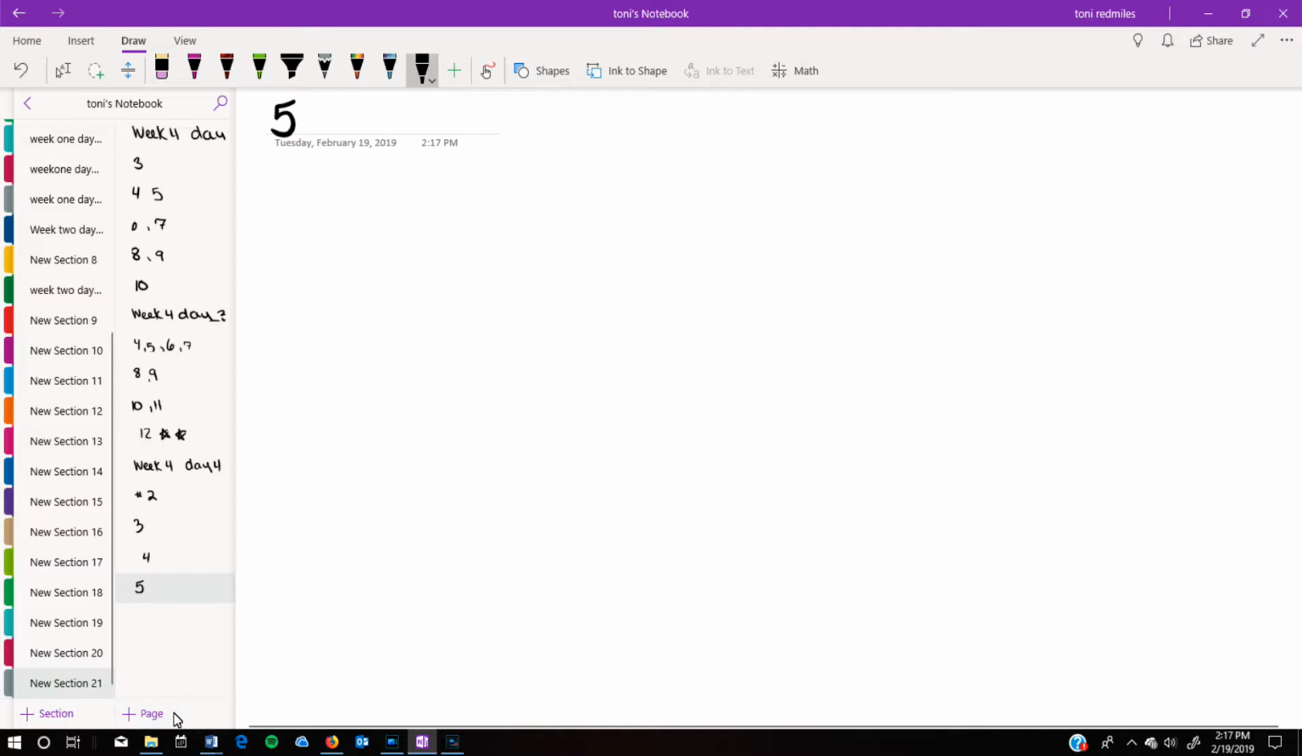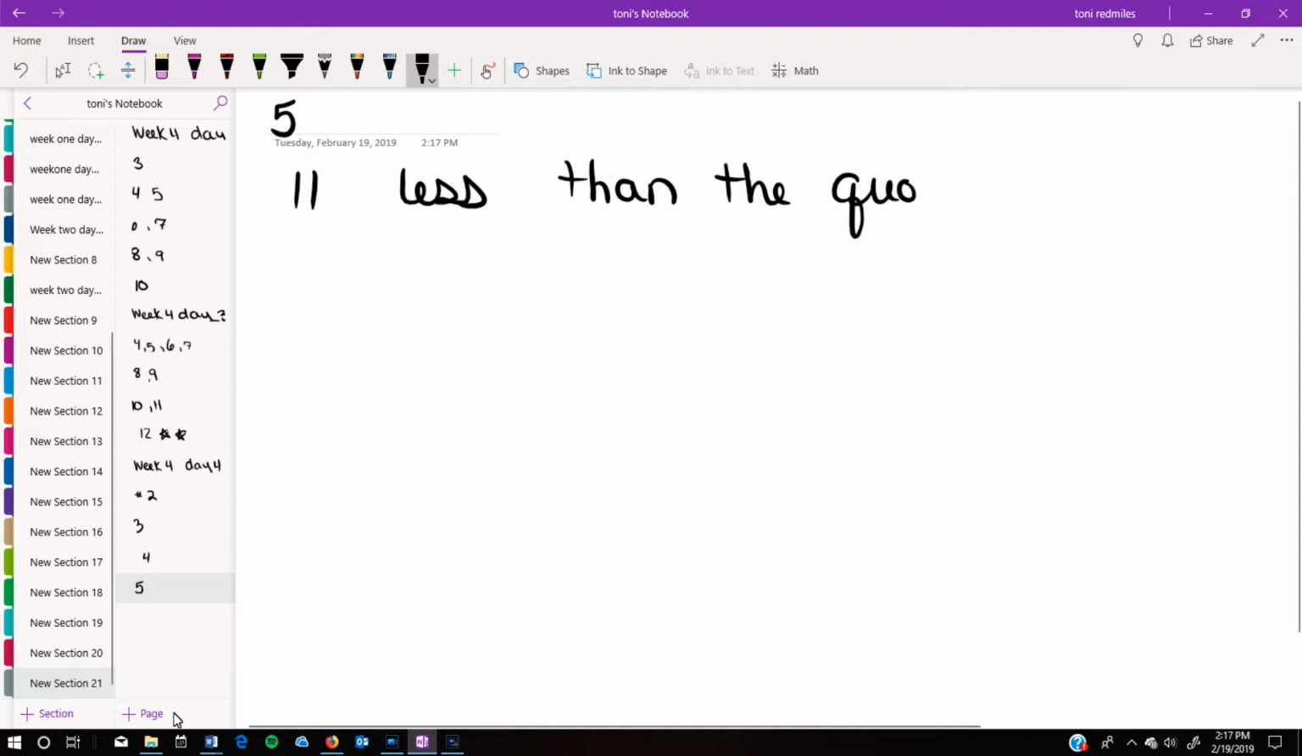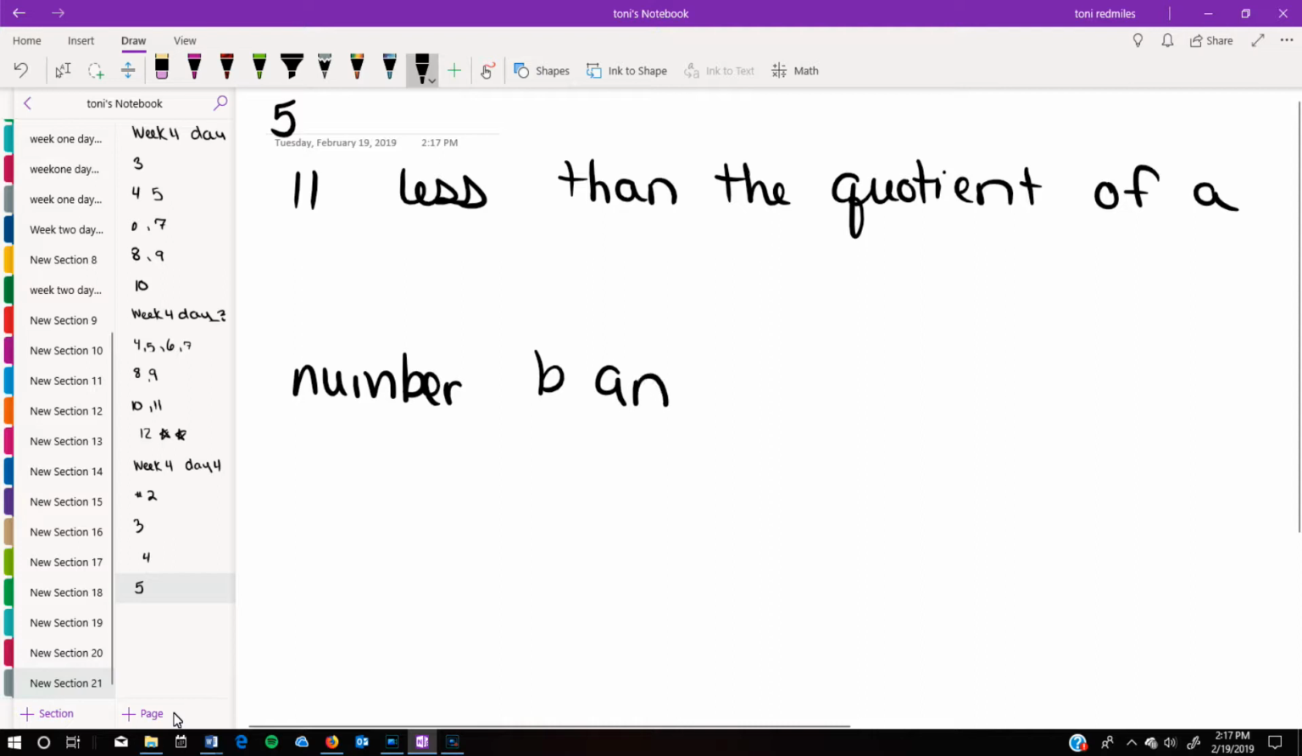All right, number 5. 11 less than, oh, that pesky prepositional phrase. The quotient of a number, b, and 12 is -5. Well, there are some things off the bat we should notice.